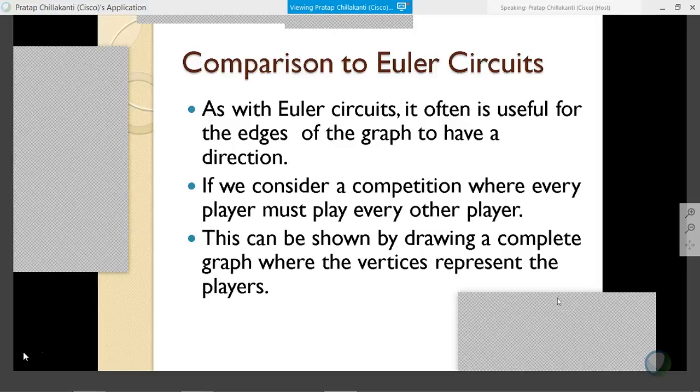Now I gave some examples here, like the author talks about a competition where every player must play every other player. How do you represent that? In the graph you have vertices, and each of the vertices are players. Since every player has to play every other player, you get a complete graph. What is a complete graph? A complete graph is where every node is connected to every other node. Obviously, in a tournament where every player has to play another player, you get a complete graph.